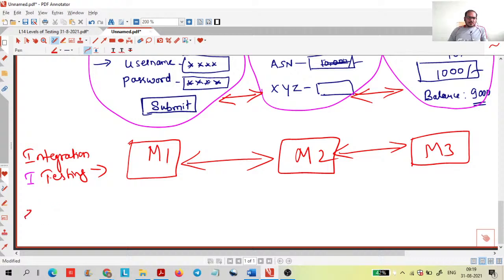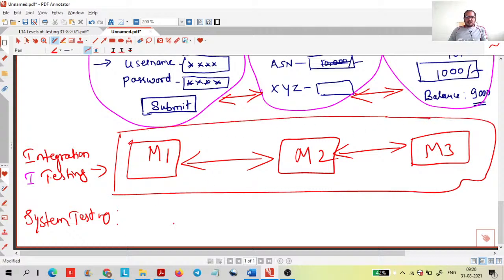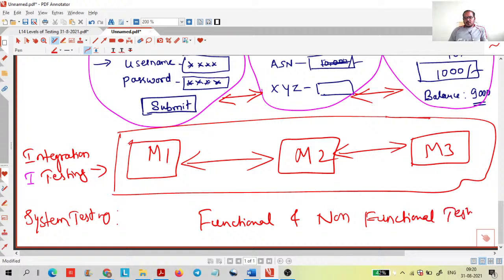Then system testing means the complete system. Even it consists of both functional testing and non-functional testing. Non-functional testing we do in the system testing.